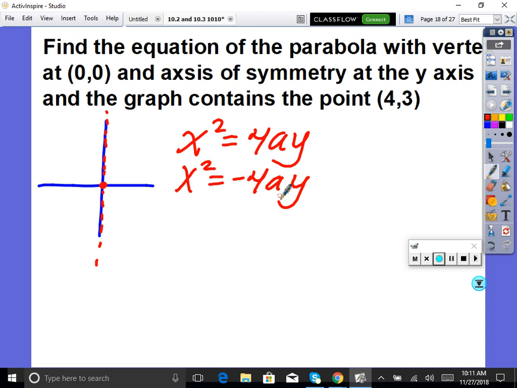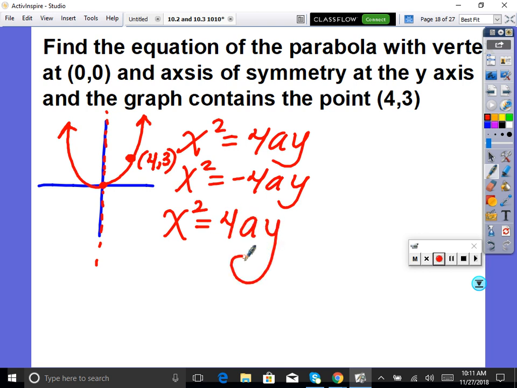We also have the point on the graph over 4 up 3. So we definitely know it's a smiley face. Otherwise, how's it going to go up there to connect to that point? Does everybody see? 4, 3 was another point on the graph, we were told. So we know it's this graph. Here's our basis. X squared equals 4ay. It's positive. So now from there, notice we don't know the focus. We don't know the directrix.